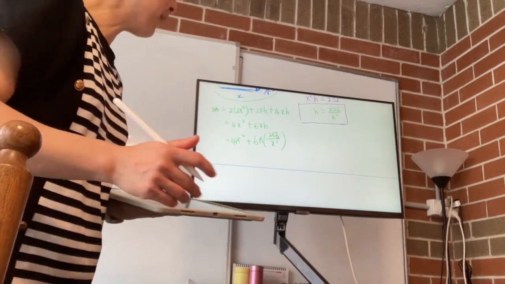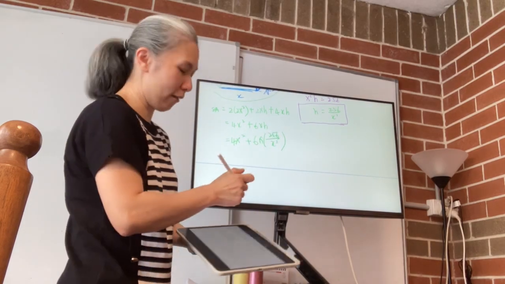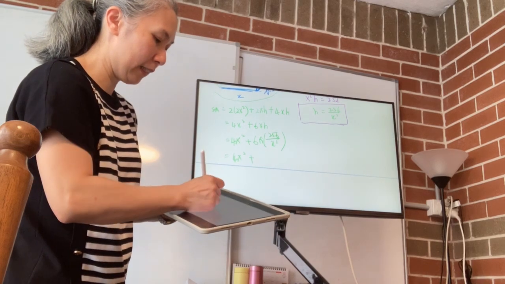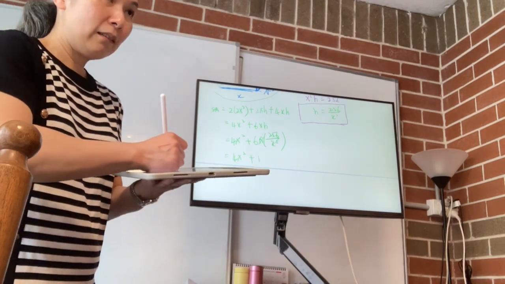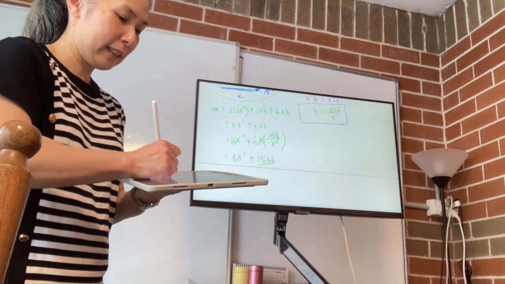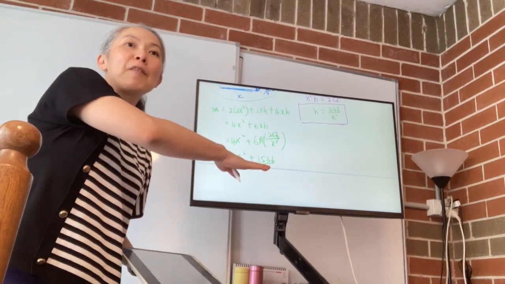Following me so far? Cross out as much as you can, times it in. Can you put it in the calculator and see what you get? So you have 4x squared plus 1,536 on x. Now this equation is everything in terms of x, which is good.